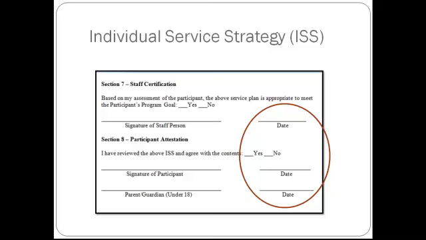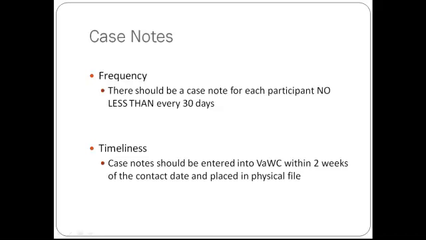After the participant is enrolled into VOS, case notes must be entered for each participant no less than every 30 days. In addition to this, case notes should be entered into VOS within 2 weeks of the contact date and placed in the physical file. For example, if you meet with a participant on March 1st, a case note needs to be entered into VOS by March 15th, and there needs to be an additional case note entered by April 1st.